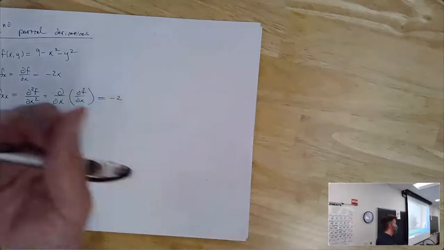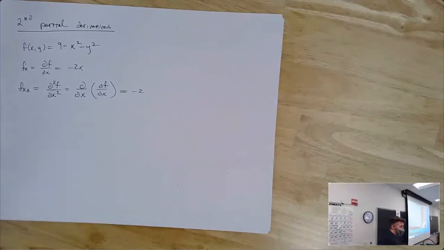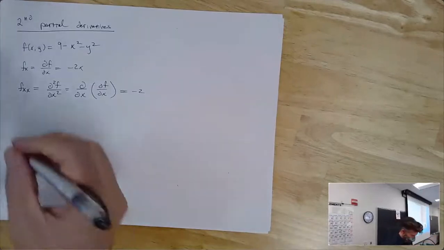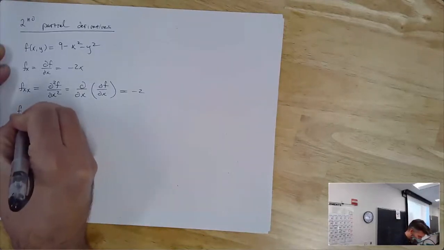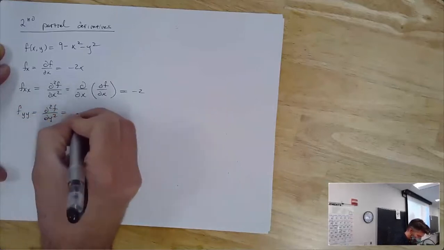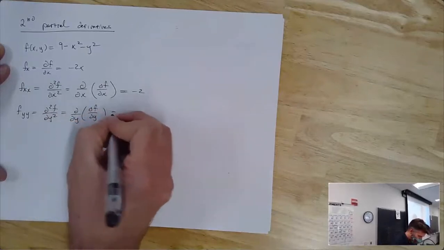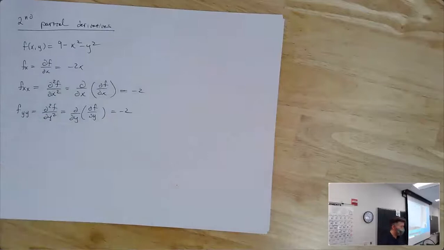What that does tell us is about the concavity. The second derivative tells us if a function is concave up or concave down. So what this is telling us is that in the x direction, it's concave down. And similarly, fyy, which is del squared f del y squared, which is del y of del f del y, that's also negative 2, which tells us it's also concave down in the y direction.